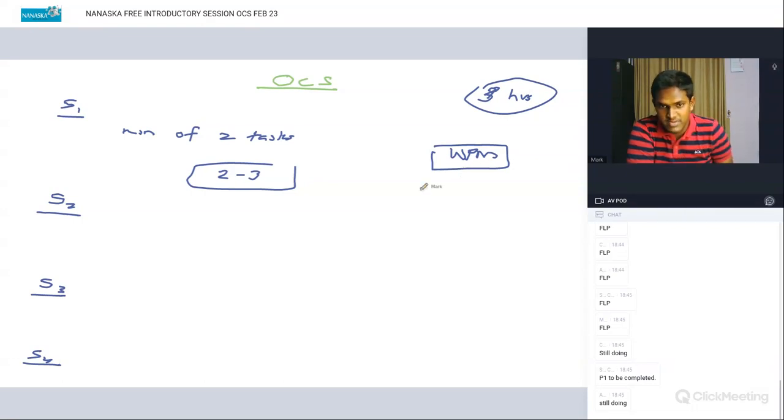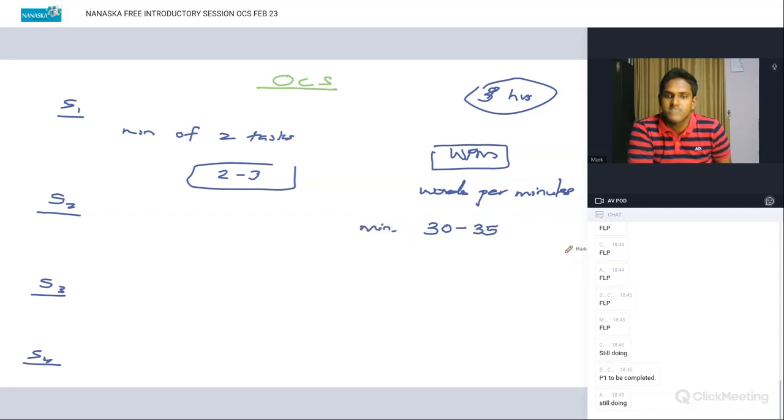Your words per minute is critical. What we normally agree in class is to have a minimum of 30 to 35 words per minute. This is the minimum, so the higher the better for you.